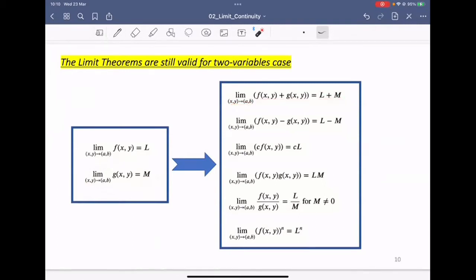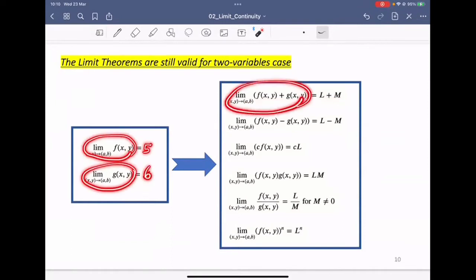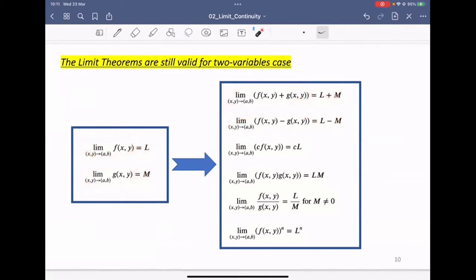Yes, because if you have the limit of f equal to 5 and the limit of g equal to 6, the limit of f plus g should be 11. Easy. And the limit of f minus g should be -1. It must be something like that because it is similar to what we learned in Cal 1 before. The notation just changed from x going to a to (x, y) going to (a, b), but the result is similar.